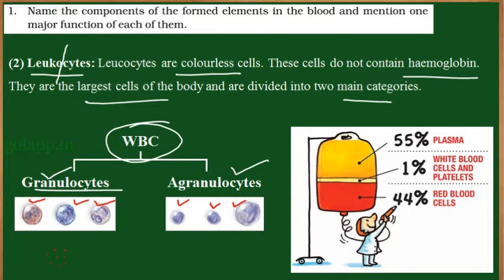Further, WBC is classified into two types based on the presence or absence of granules. If granules are present, they are called granulocytes. If they are absent, they are called agranulocytes. So here we can see the components of blood. RBC is most abundant, 44%. And white blood cells and platelets together form 1%. The remaining part is plasma. So if we consider the formed elements, RBC is the most abundant over here.